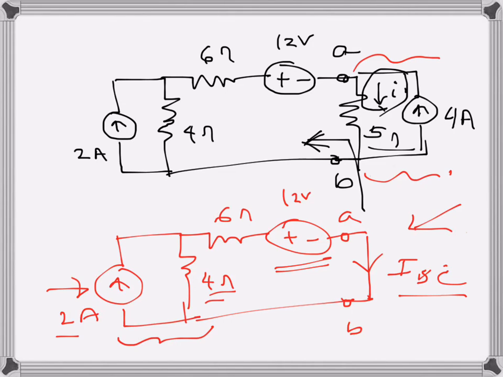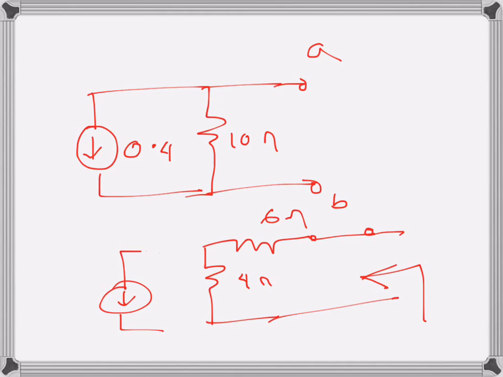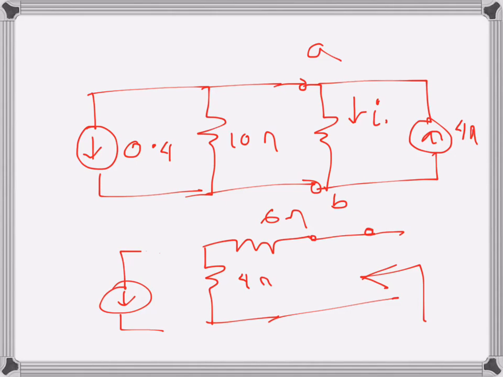So this one is a 5 ohms resistance, and this is the current we are interested in, so that's just I, and here is a current source going upwards of 4 amps. So now I have two current sources and two parallel branches. This one is 5 ohms, the value of the resistance.